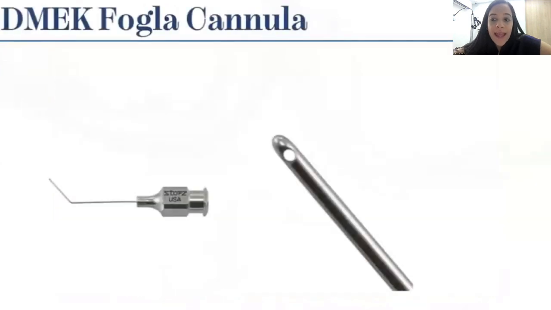Something also that is kind of new: if the scroll is tight, you can use this instrument. It's called the DMEK Fogla cannula. You will insert it into the scroll, and this will release fluid from side to side, pushing the graft to open.